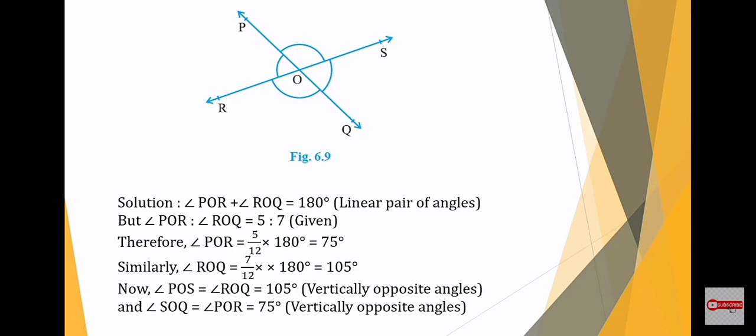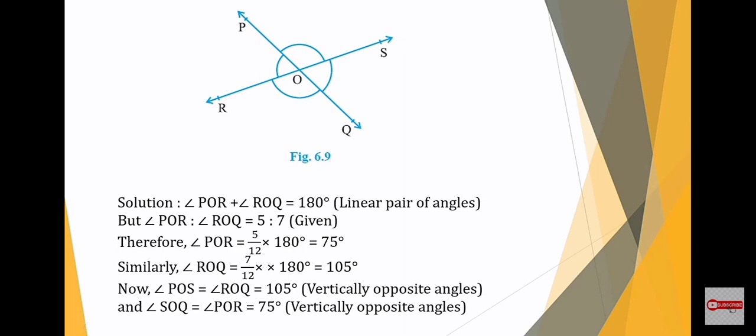Similarly, angle ROQ will be what? 7/12 of 180 degrees, that is equal to 105 degrees. The total ratio is 12, so 7/12 of 180 degrees is equal to 105 degrees. So you got angle POR and angle ROQ. Now angle POS is equal to angle ROQ, that is equal to 105 degrees, because vertically opposite angles are equal.